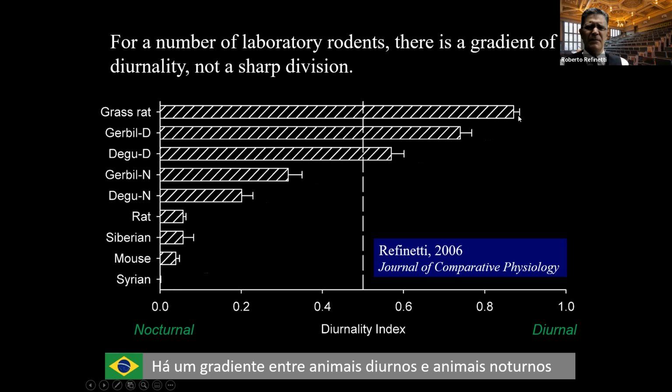I'll show you more data about diurnal rodents later. This is what I had at that point, and you see that there's a gradient. It varies. Some species are more diurnal, others are more nocturnal. If you wanted to use 0.5 as a separation, you would have 3 diurnal animals here and 1, 2, 3, 4, 5, 6 nocturnal animals in here. But again, why an arbitrary cut when there is a continuum from one end to the other?